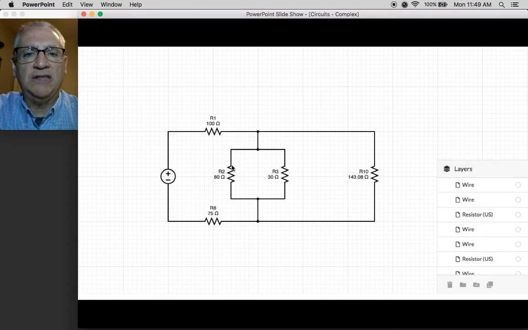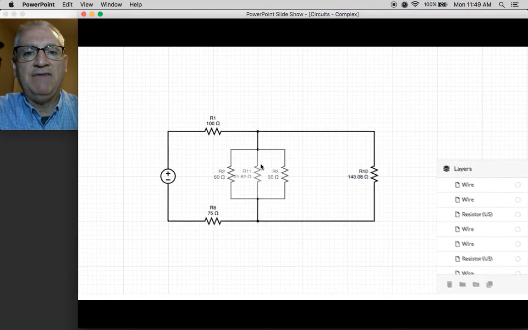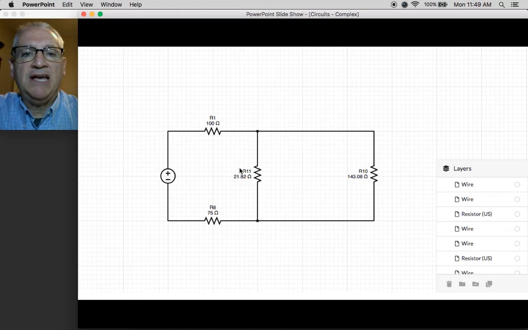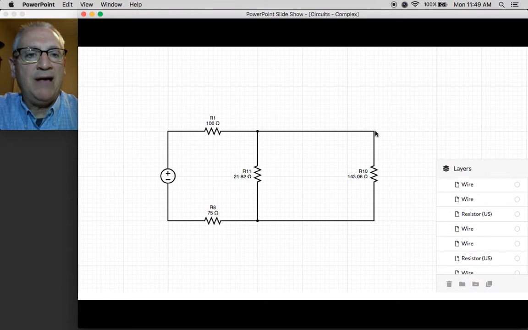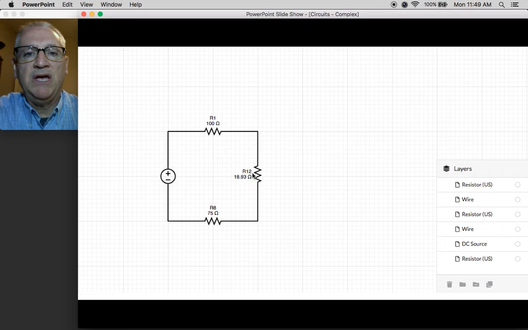Now I take a look at this piece right here, and I have a parallel system, and I can make it R11, and using my parallel function, 21.82 ohms. Now, take a look. Now I have these two in parallel. Both of these are the two parallel systems that we've had with that little one down here that was in series. And if I redo those, I can actually eliminate this and turn into R12 at 18.93 ohms.